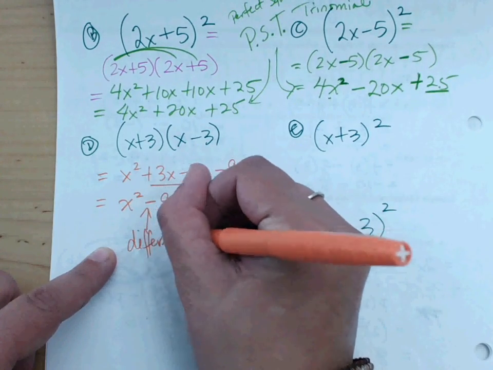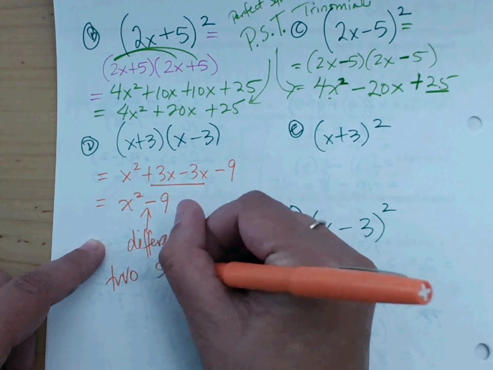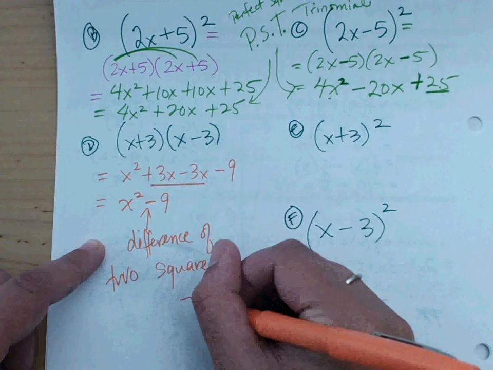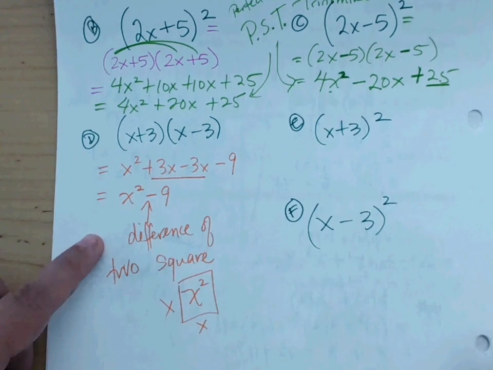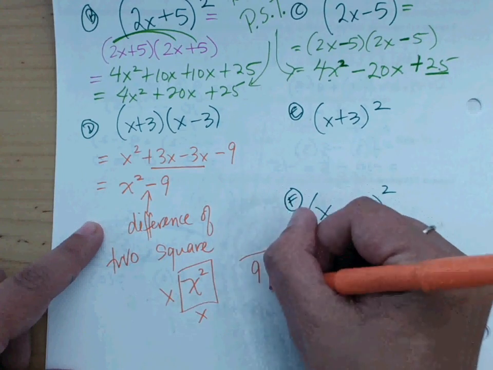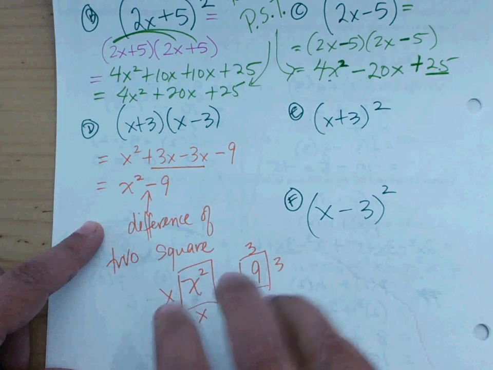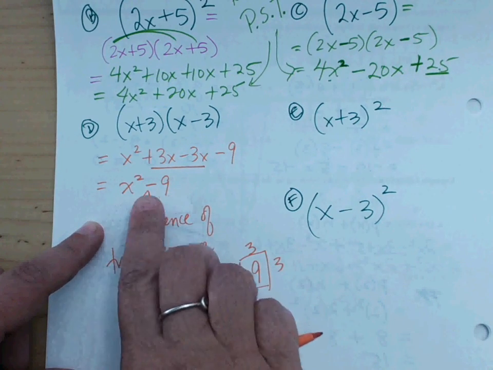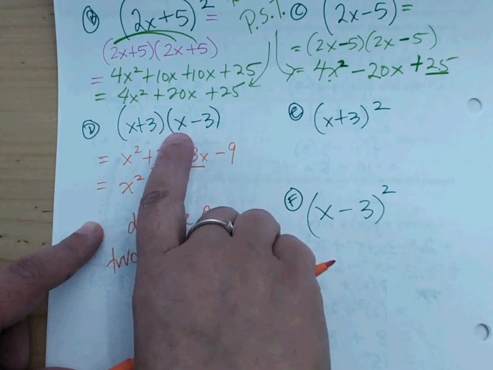Difference of 2 squares. x squared is a perfect square because it's x times x, right? Why is 9 a perfect square? It's what times what? 3 times 3. So both of these are perfect squares. The subtraction in the middle is there because you had 2 different signs, right?